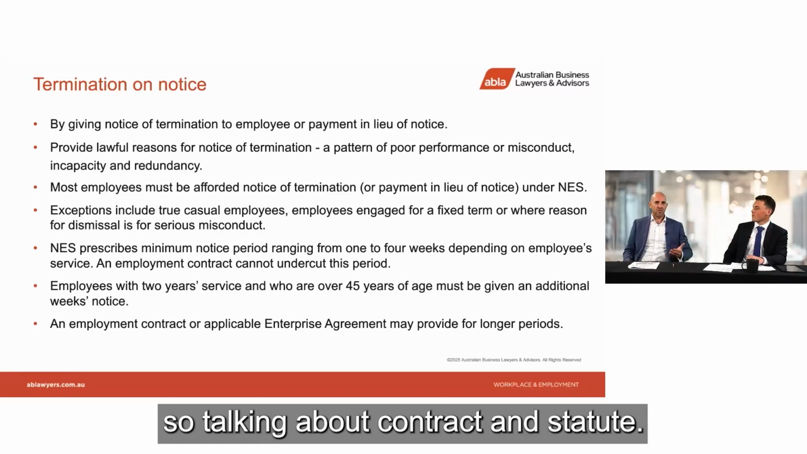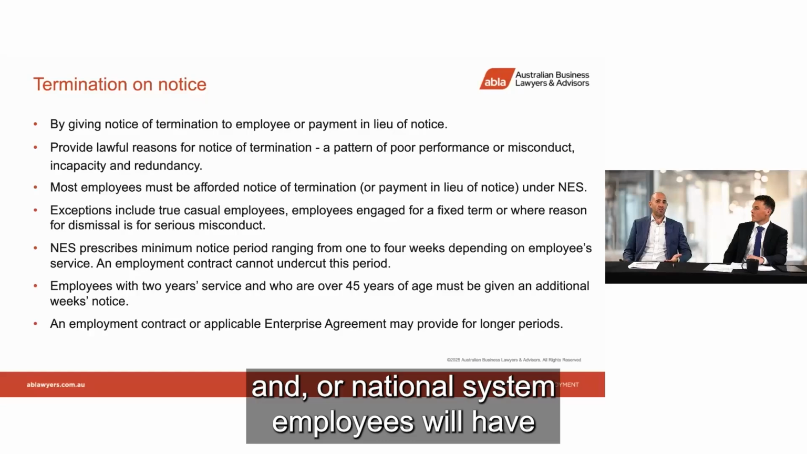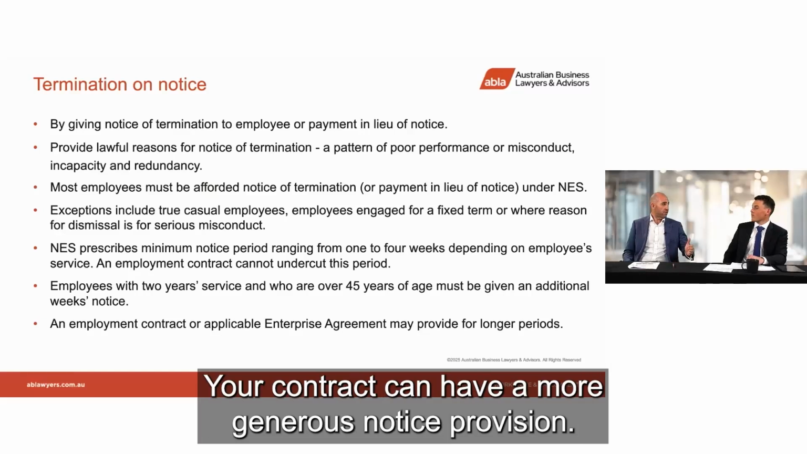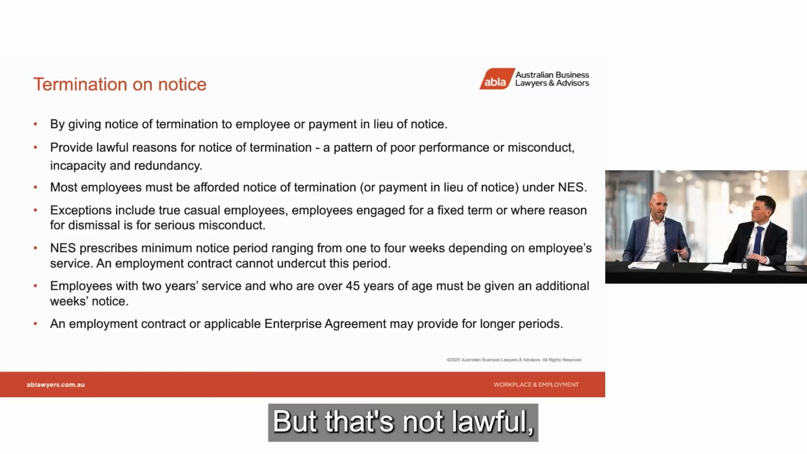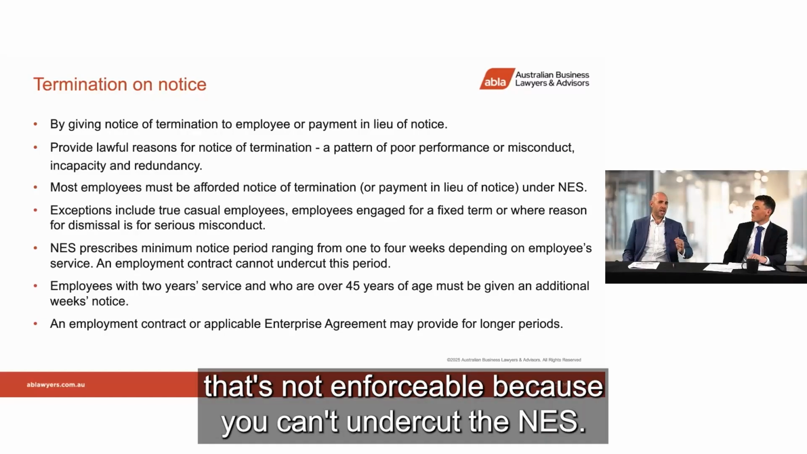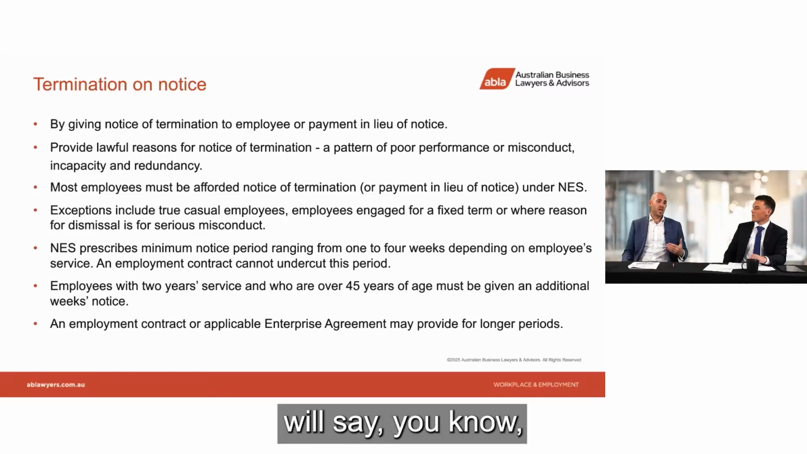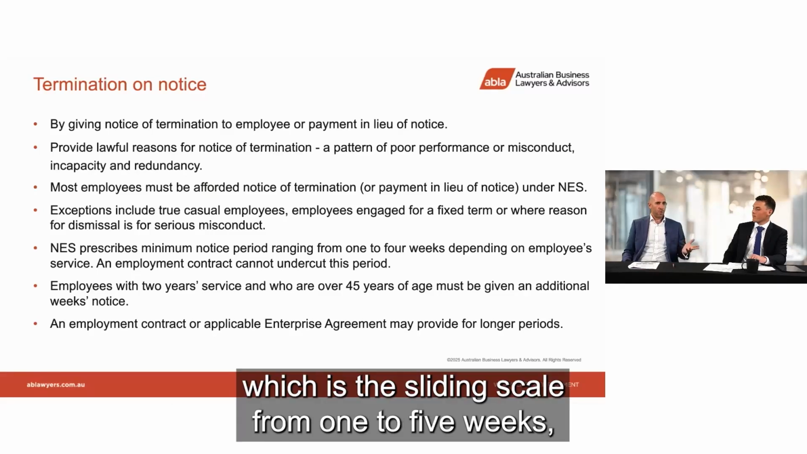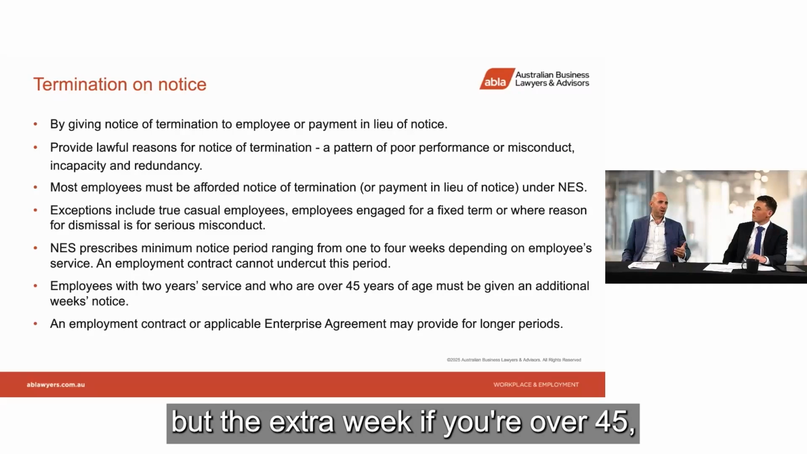Talking about contract and statute, so you could have a contractual notice period, but you can then also have, and all national system employees will have, a minimum notice entitlement under the NES. Your contract can have a more generous notice provision. Your contract might, on paper, have a lower notice provision, but that's not lawful, that's not enforceable because you can't undercut the NES. My experience these days is most employment contracts will say, notice in accordance with the NES, which is the sliding scale from 1 to 5 weeks, or 1 to 4 weeks, but the extra week if you're over 45 and you've been there for 2 years.